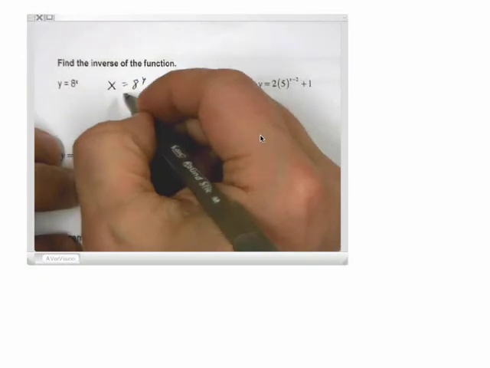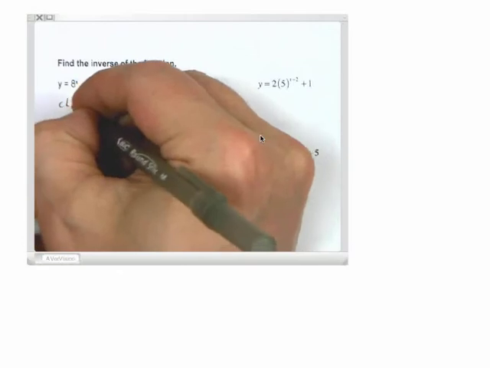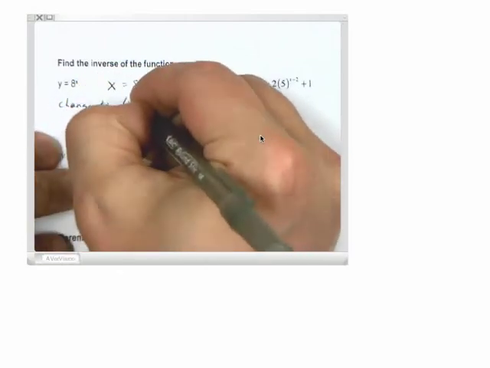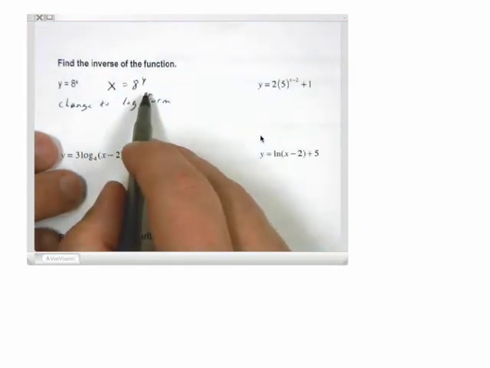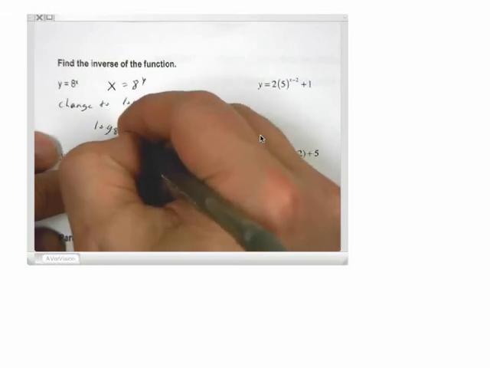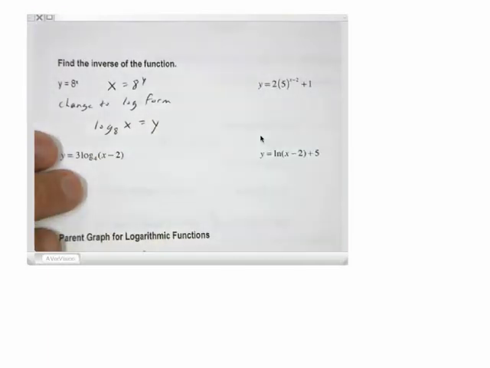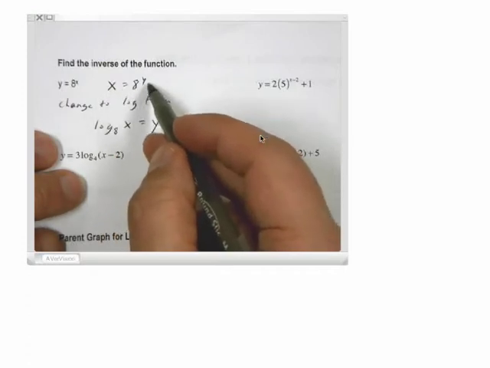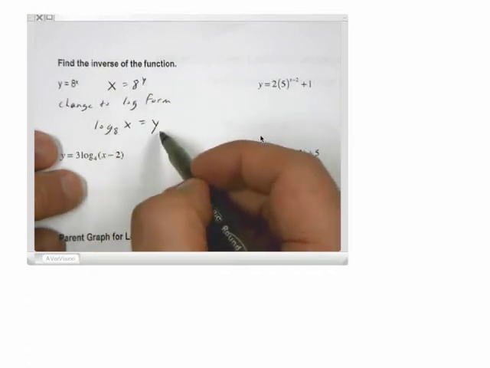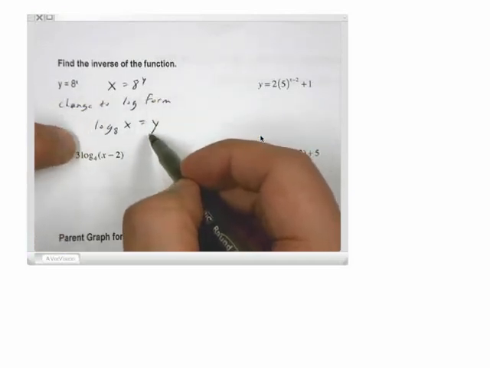All right, so we have x equals 8 to the y power. Now what I'm going to do is once I have an exponential equation like this, and I'm trying to solve it for y, I'm going to change to log form. If I have x equals 8 to the y, I can change that to log form by taking log base 8 of x and setting that equal to y. This is what we learned earlier in the lesson. If we have x equals 8 to the y, that's the same thing as log base 8 of x equals y. So when you get an exponential equation, to get its inverse, you want to change it to log form.